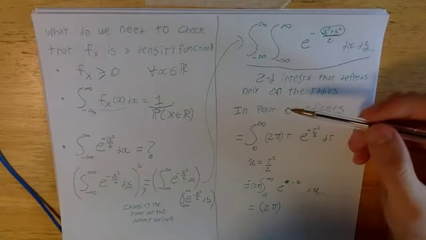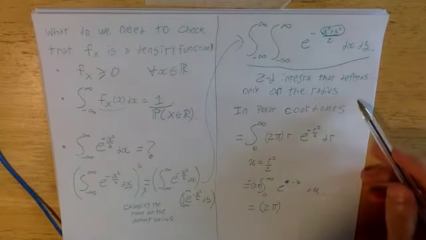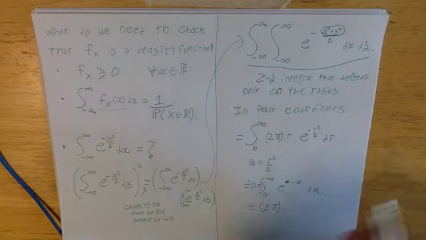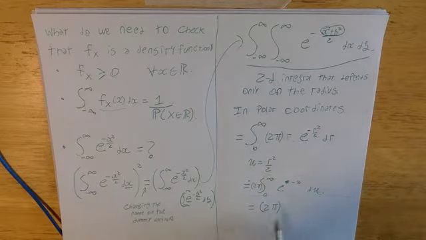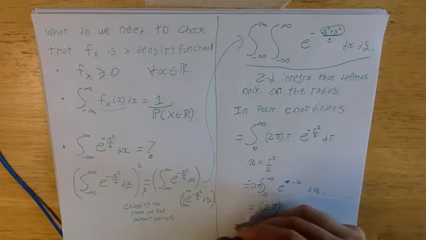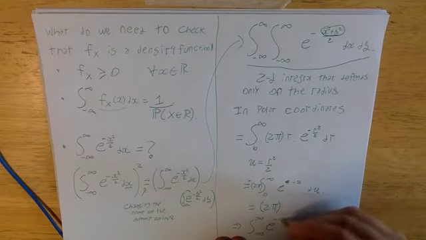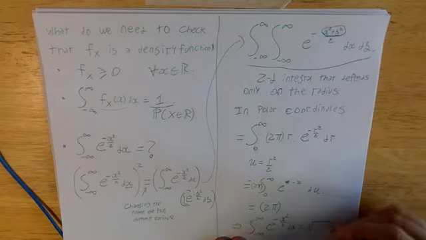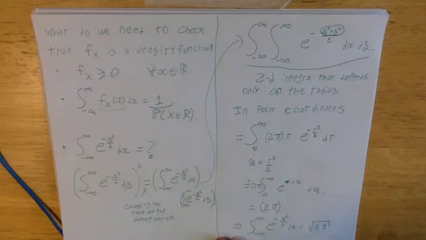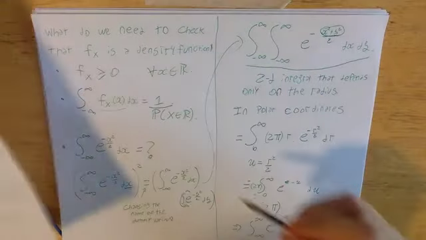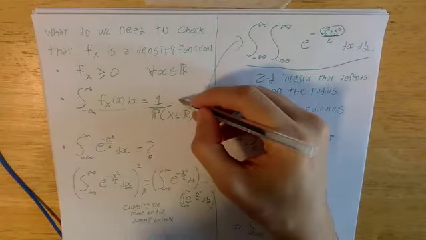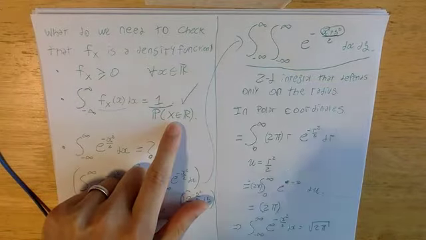The point I wanted to make is that if you do these polar coordinates, you get that the square of this number is equal to 2 pi, which implies that the integral from minus infinity to infinity of e to the minus x squared over 2 dx is equal to the square root of 2 pi. So in particular, this makes you check that the density function, the integral over the whole set, is equal to 1.